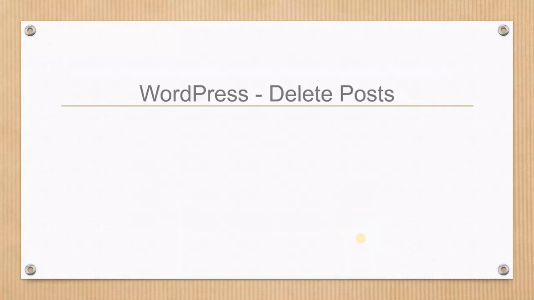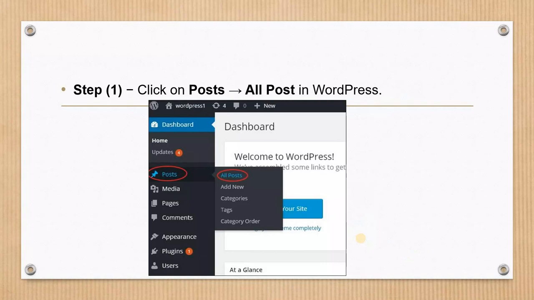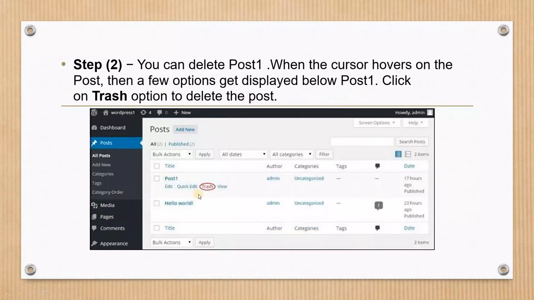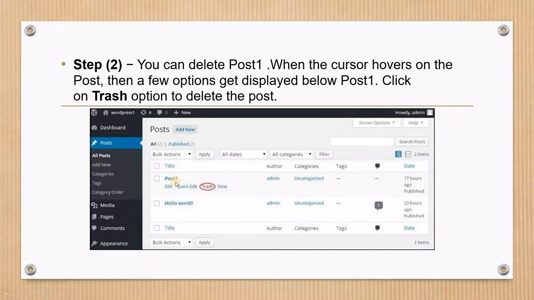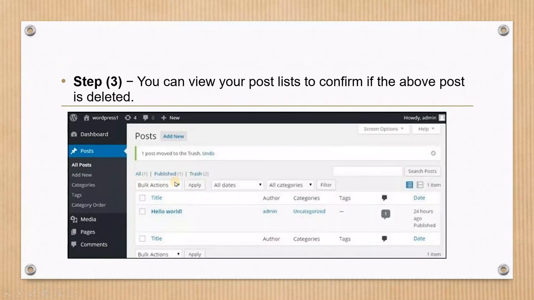Next we have delete post. As I told, we have a trash link under the post, so by this you can simply delete this post. By the view link, you can view your post in the browser. You can view your post list to confirm whether the post is deleted or not. If I click on post, you can see that the particular post, post 1, has been deleted.